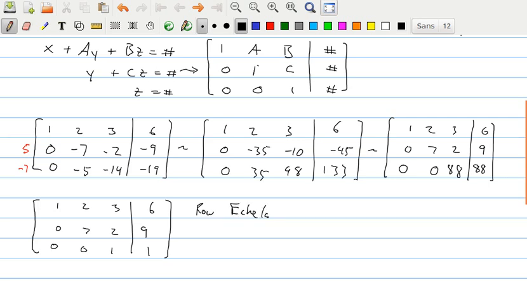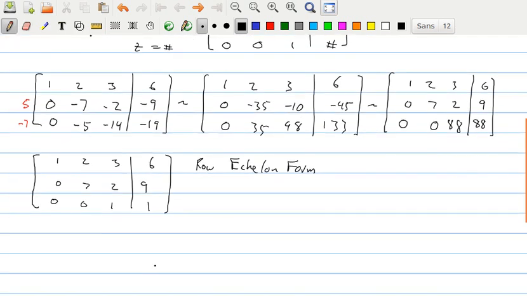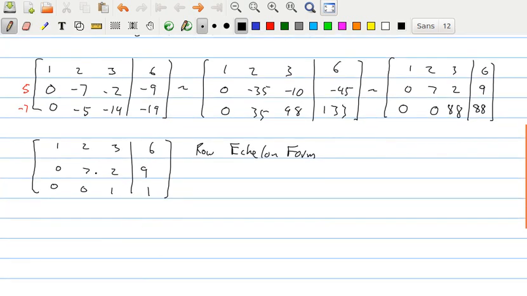echelon form. Row echelon form has 1s along the diagonals and 0s all below. Row echelon form is nice because you can translate this right back into a system of equations and do back substitution to get your solution. However, sometimes it's not great because we're going to have some division in there, probably have some fractions. So what we'll do instead is we'll reduce this into so-called reduced row echelon form.